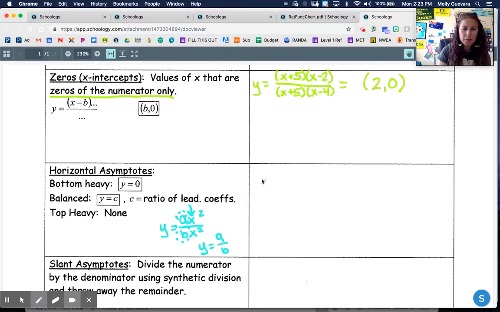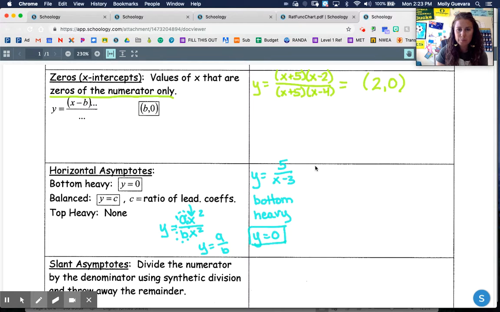Okay, so I'm going to do three examples here, so I'll try to write small. The first one is y equals 5 over x minus 3. So in this case, on the top, I have x to the 0, and on the bottom, I have x to the 1. So this is bottom heavy because the degree of the bottom is bigger than the degree of the top. Since it's bottom heavy, the equation for the horizontal asymptote is y equals 0.